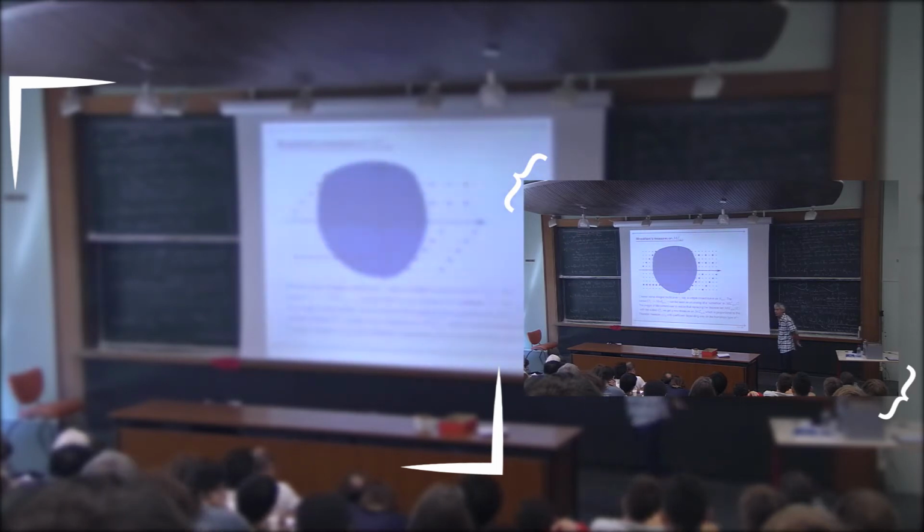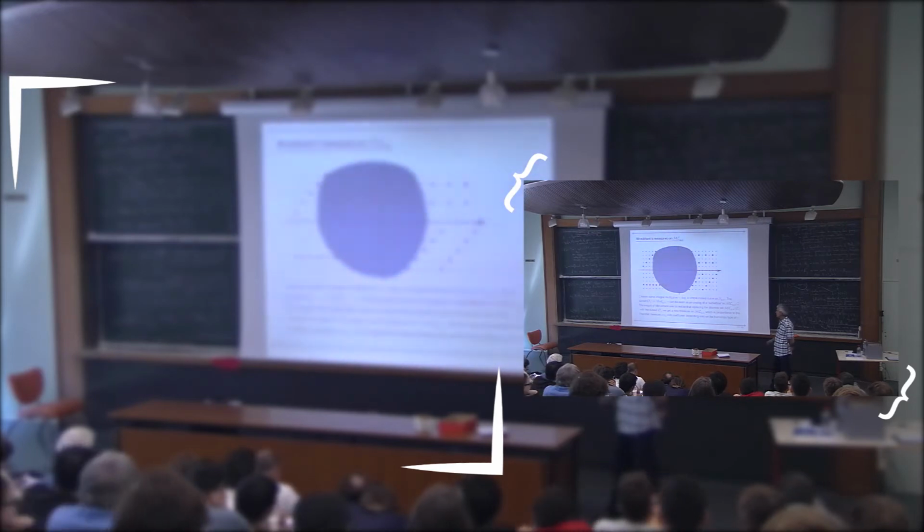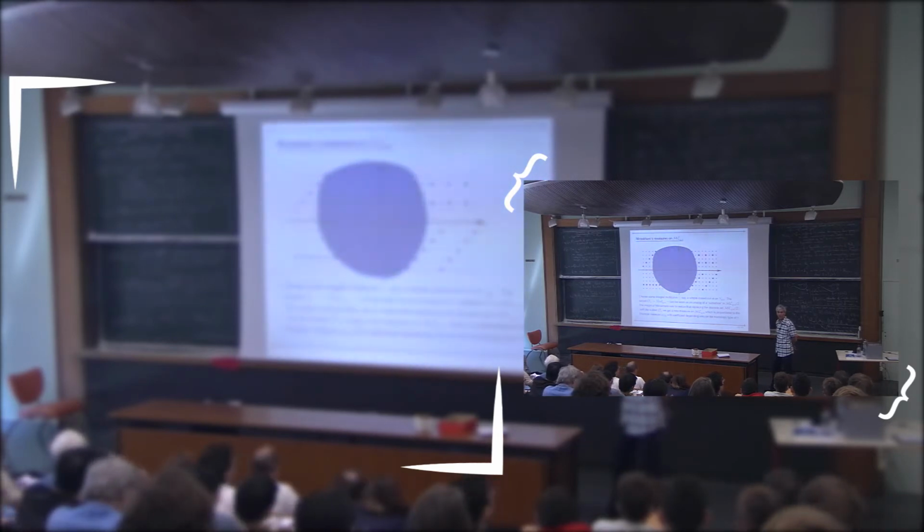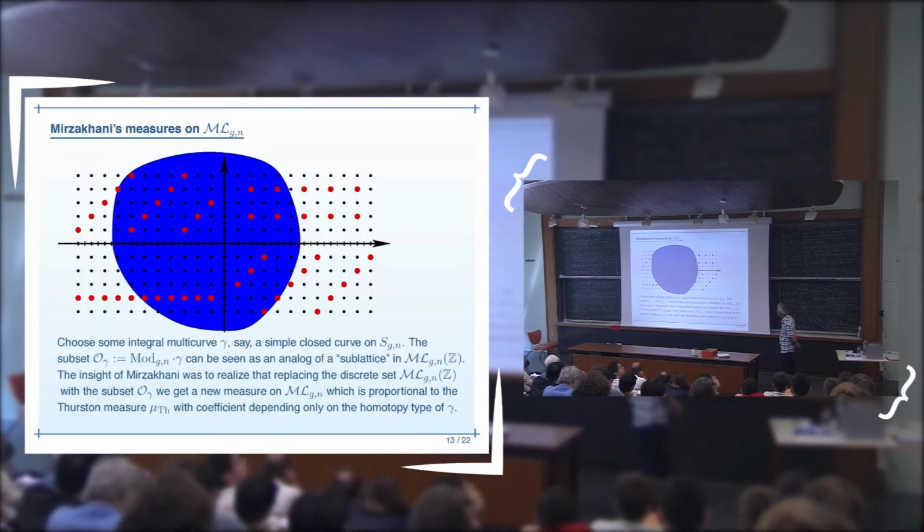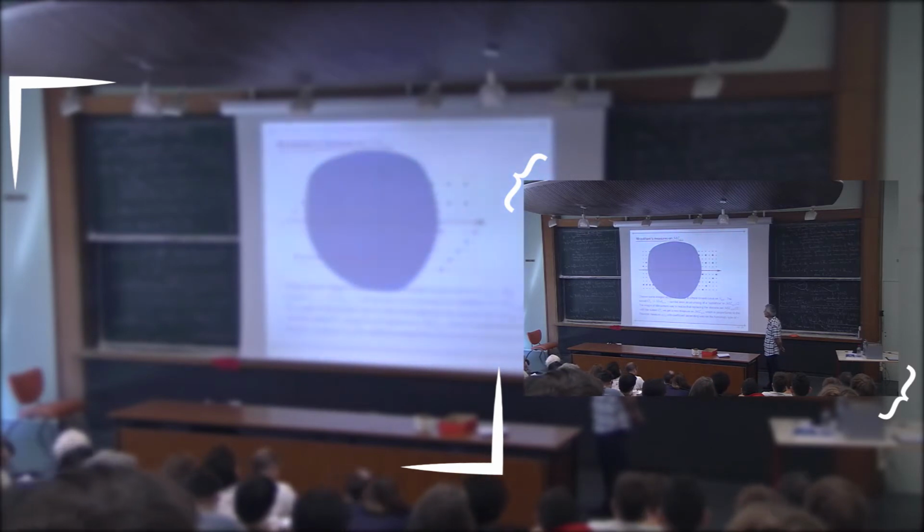The reason, speaking a little ahead, is that an orbit like this is invariant under the mapping class group, and then it is a corollary of Masur's ergodic theorem. So this is the definition of Mirzakhani's measure: instead of counting all integer points, we count only integer points from this subset.